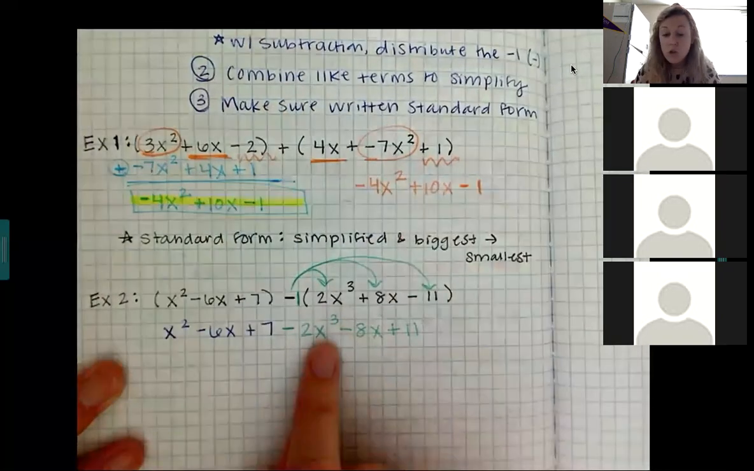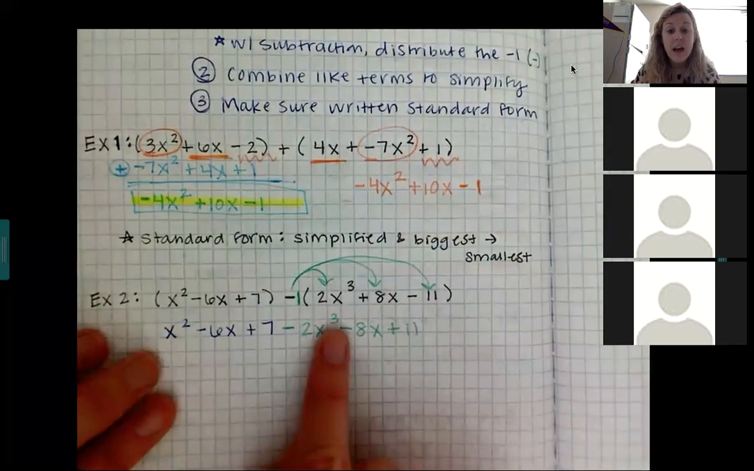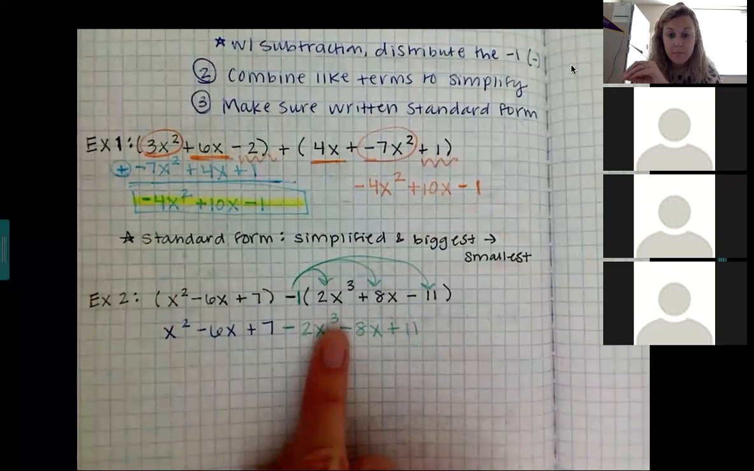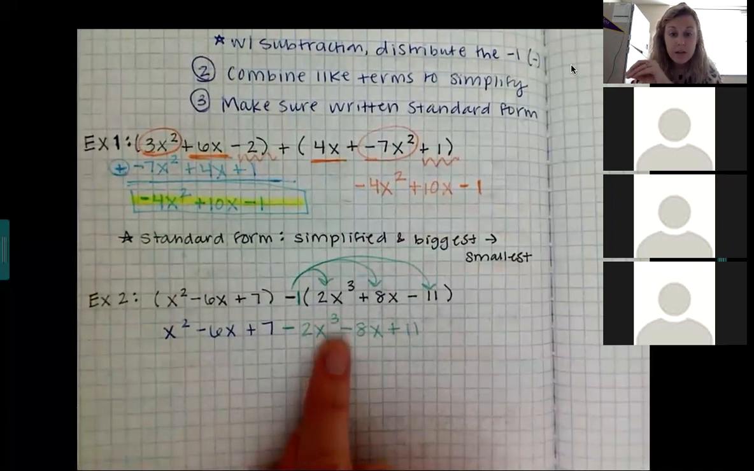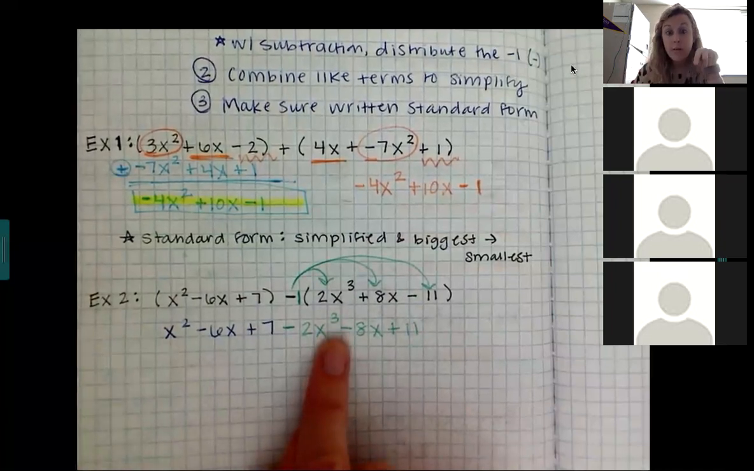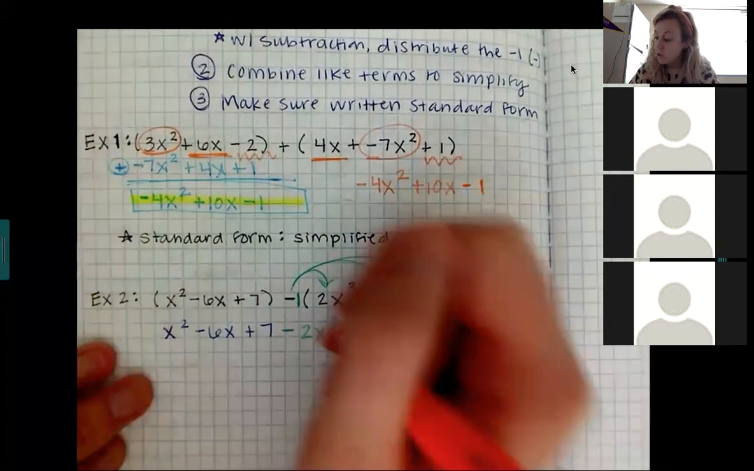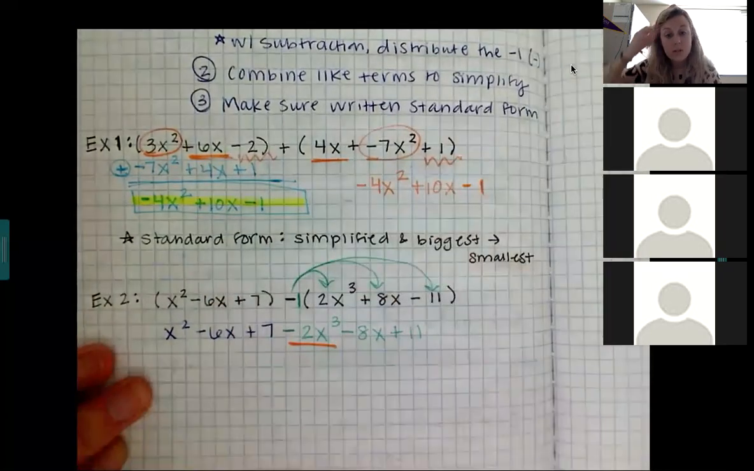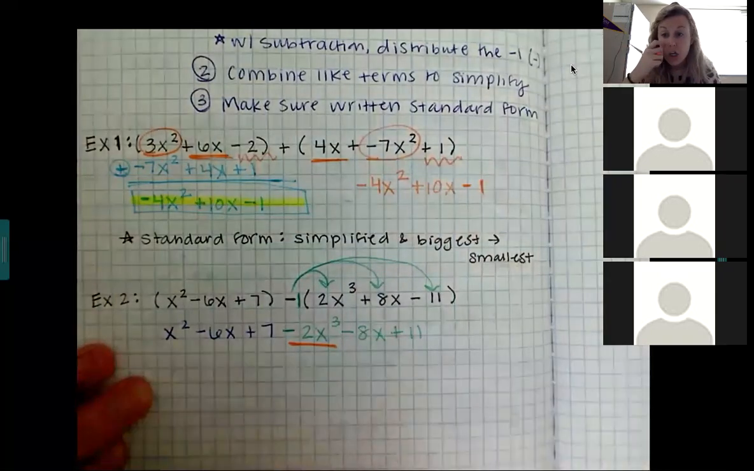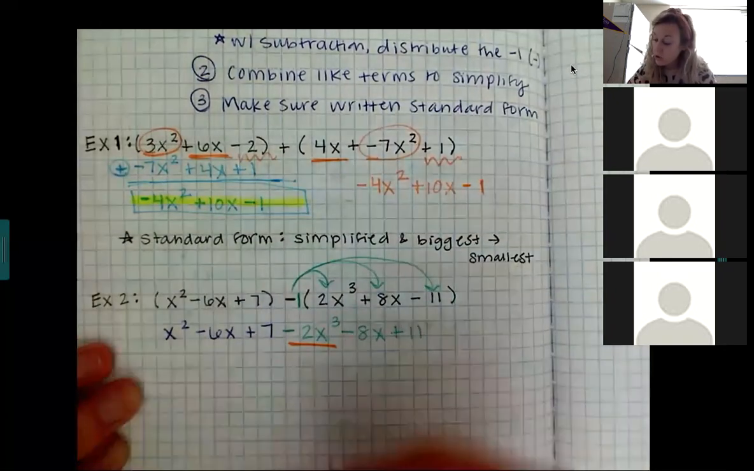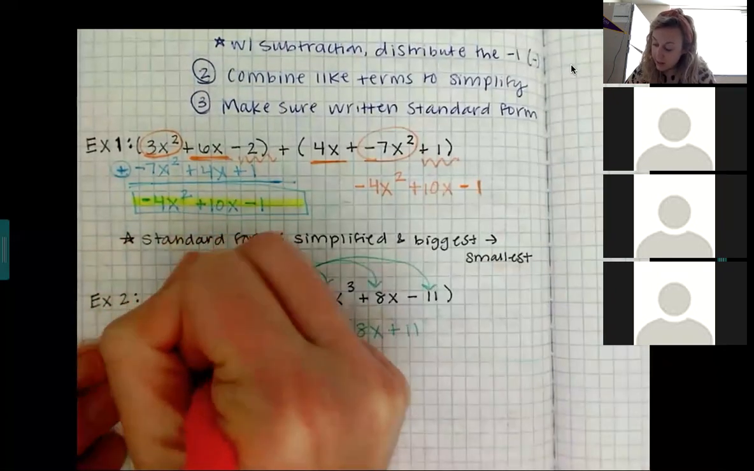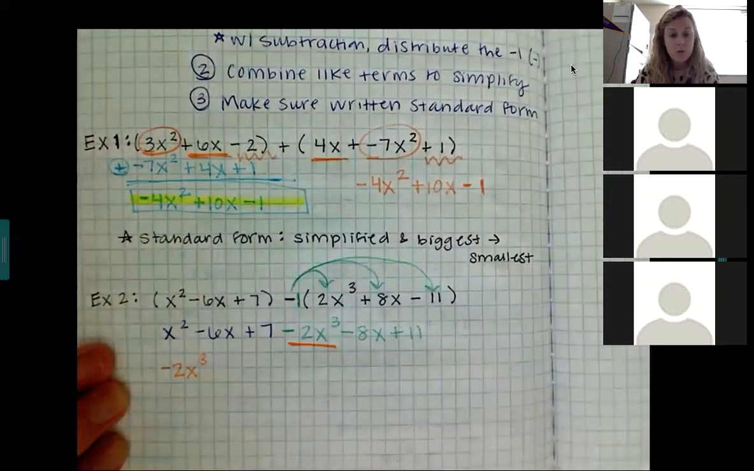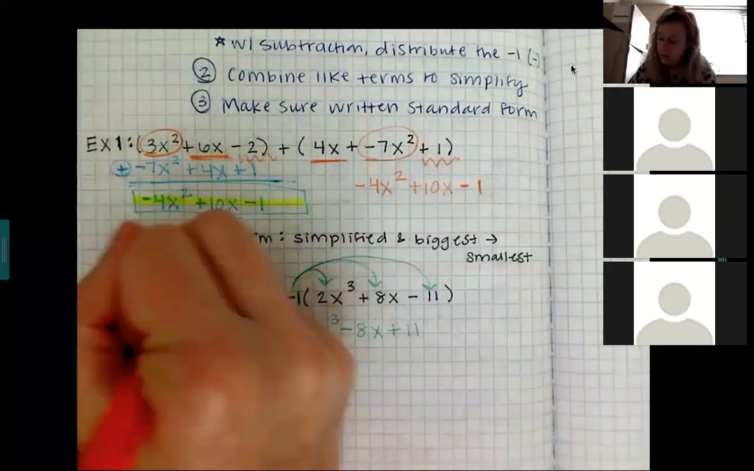So I'm with Jordan. I'm going to start with this one because isn't x cubed our biggest term? That's our biggest exponent, right? So it should go in the front to write it in standard form. And do y'all see what Jordan was saying? There's no other x cubes, so all you do is just bring it down. So -2x cubed. What's going to come next? x squared. Good.